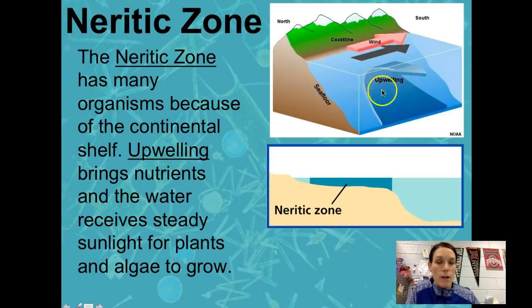This is necessary for all the consumers that live in this area because all those nutrients are what all the organisms want to eat. The fish are going to need all kinds of nutrients to survive. So upwelling provides them with the nutrients and brings them to the top. Sunlight is going to help the algae and phytoplankton grow at the top.